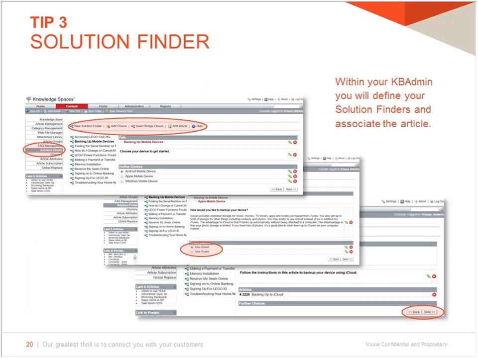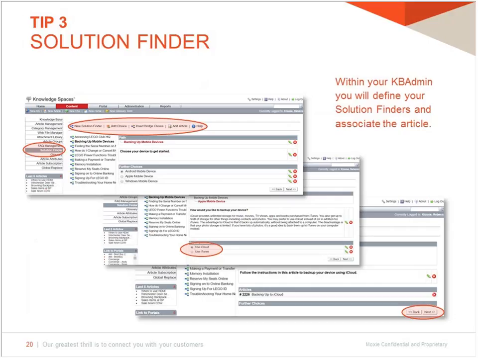So for those who haven't used it before, you will go into your traditional KB administration to create the new solution finder, be able to create a new one, add different choices for those. You can give descriptions for each of the choices I might be selecting, and ultimately be able to let me select an article to assign to that particular solution finder.